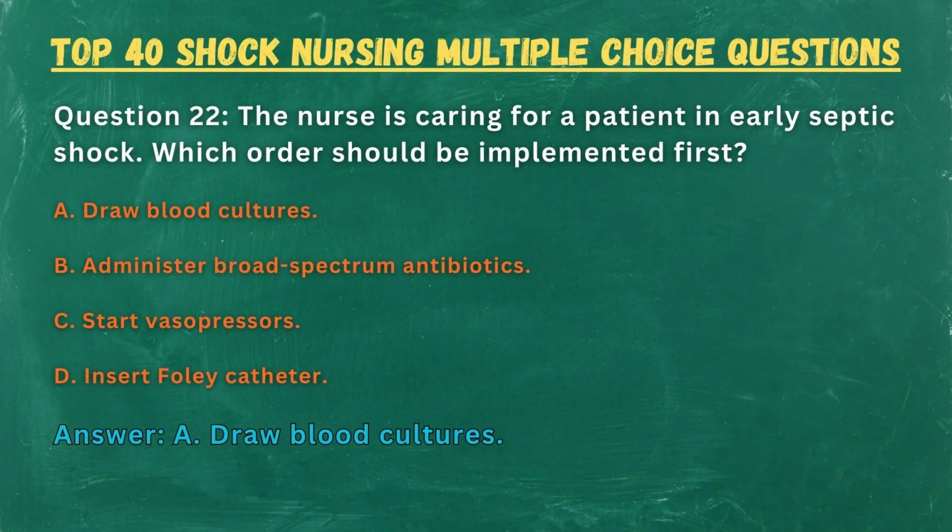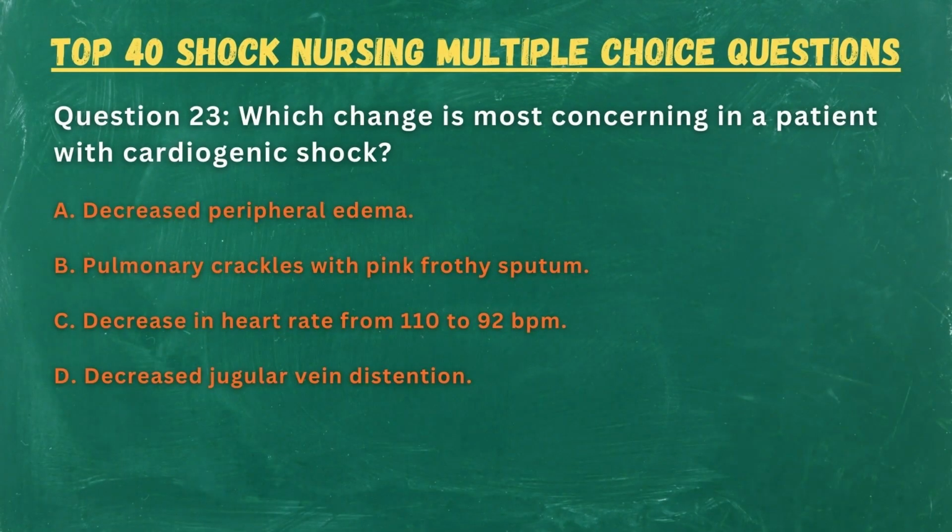Answer: A. Draw blood cultures. Question 23. Which change is most concerning in a patient with cardiogenic shock? A. Decreased peripheral edema. B. Bronchial pulmonary crackles with pink frothy sputum. C. Decrease in heart rate from 110 to 92 beats per minute. D. Decreased jugular vein distension.